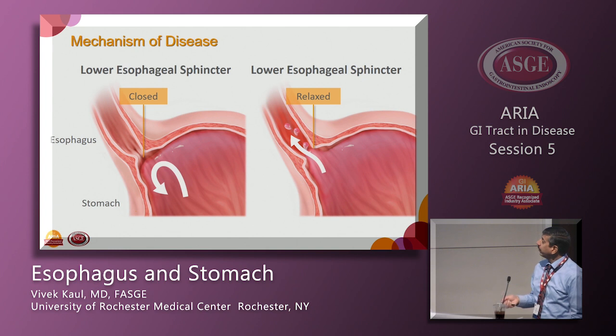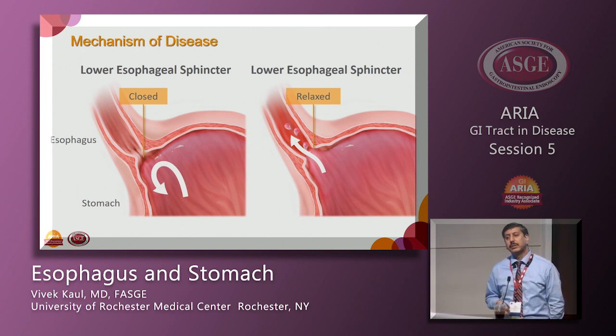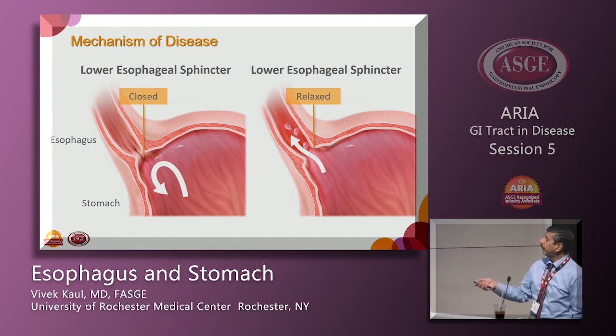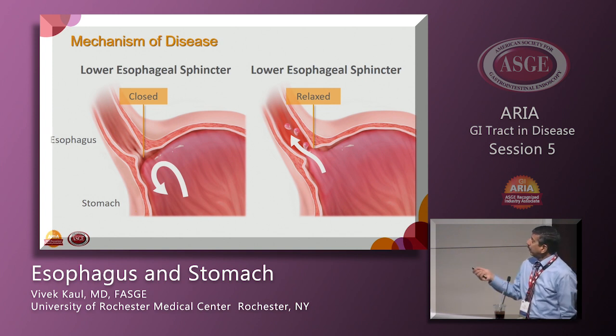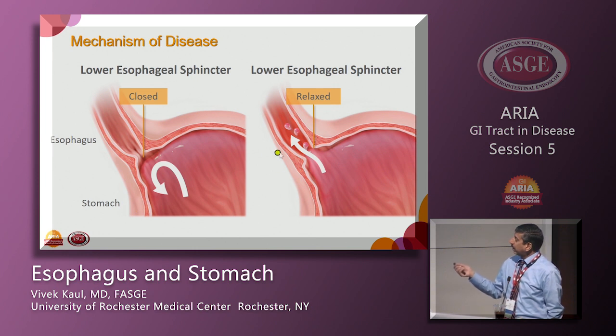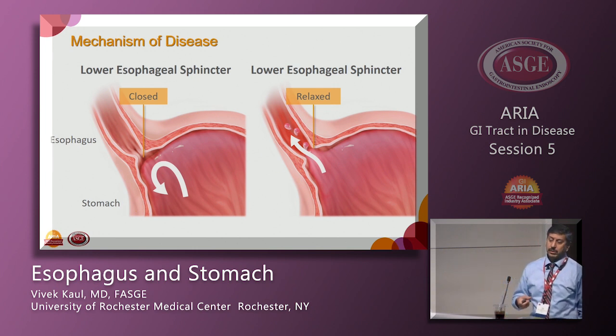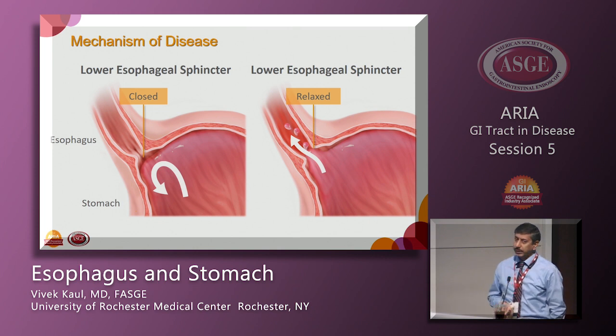So in the normal state, the GE junction is here, with the LES, the lower esophageal sphincter, closed appropriately for the majority of the time. And when the food bolus presents, as I discussed earlier, it'll open up and let the food or the water pass, and then it'll close up again. When this sphincter gets relaxed, the acid content or food content in the stomach has the opportunity to come back up through this area into the esophagus and create symptoms. So that's the pathologic state.